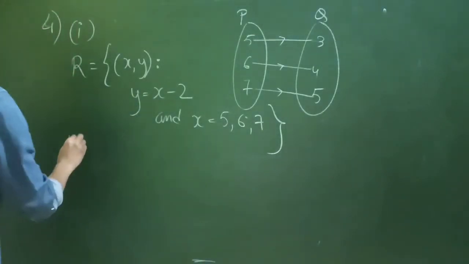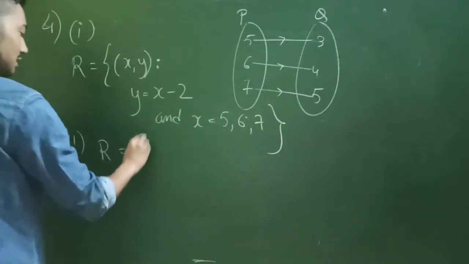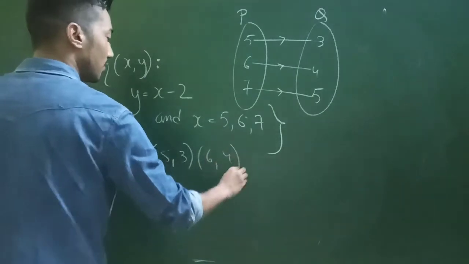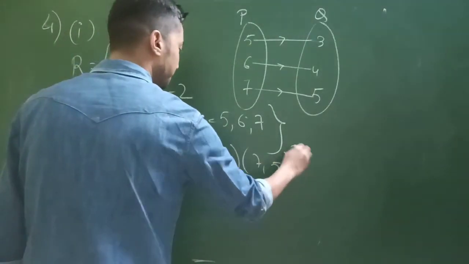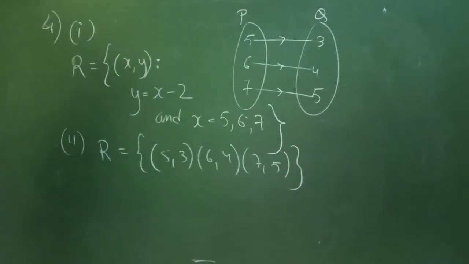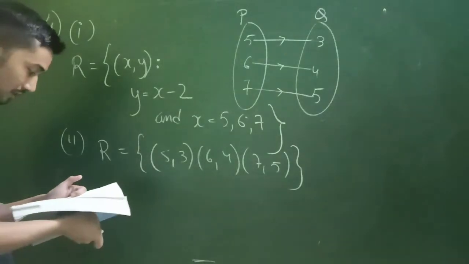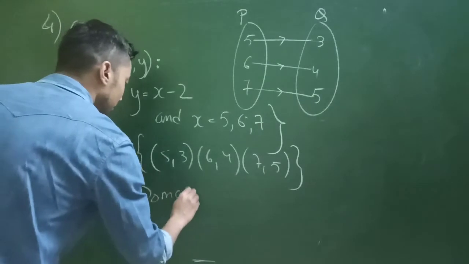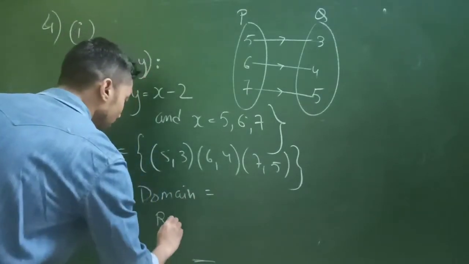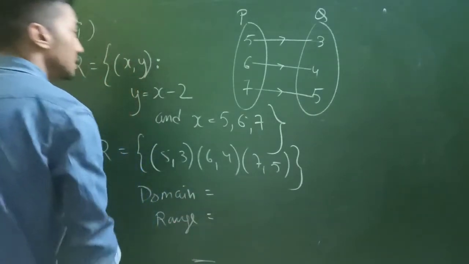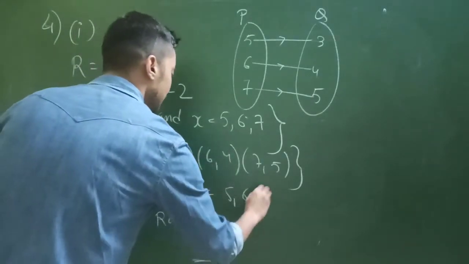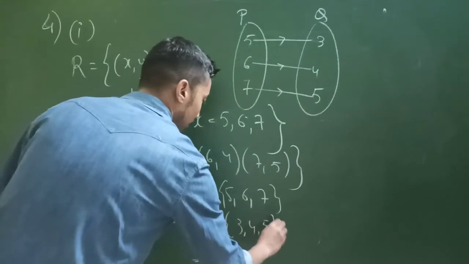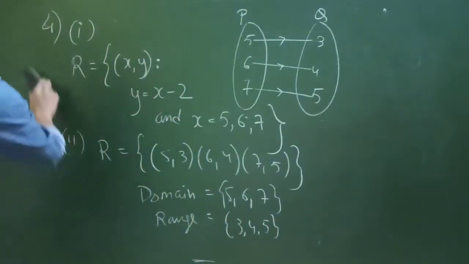Number 2, roster form. Roster form is simply (5, 3), (6, 4), (7, 5). What will be its domain? It also asks you about the domain and range, which you already know. All of you are becoming very smart now. Domain is 5, 6, 7. Range is 3, 4, 5.